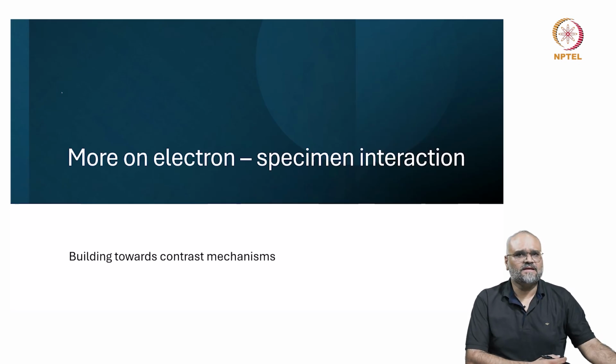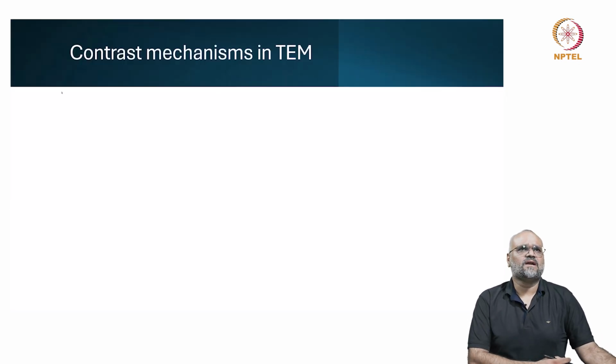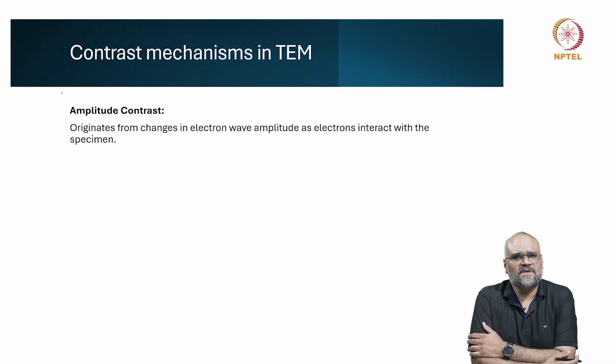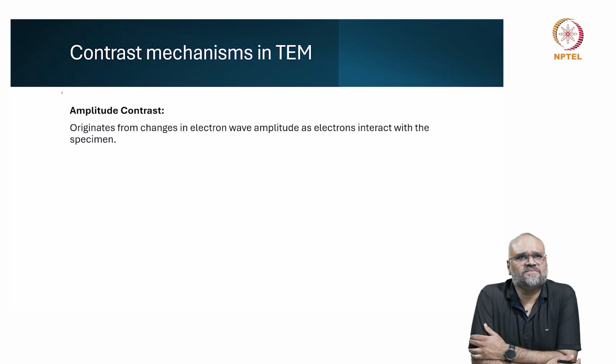So broadly, let us look at the various contrast mechanisms in TEM. We have mainly a broad distinction called the amplitude contrast and the phase contrast. Let us look at amplitude contrast. Essentially, this originates from changes in the electron wave amplitude as electrons interact with the specimen.